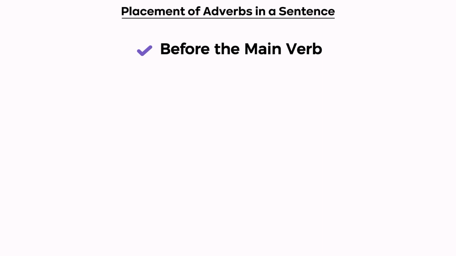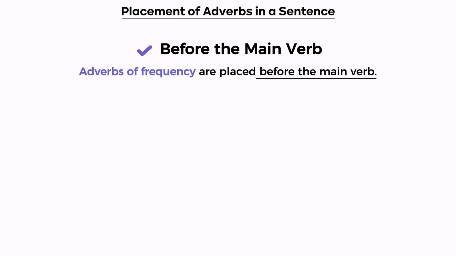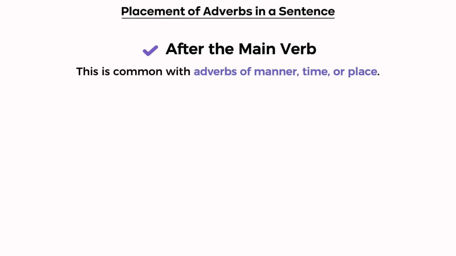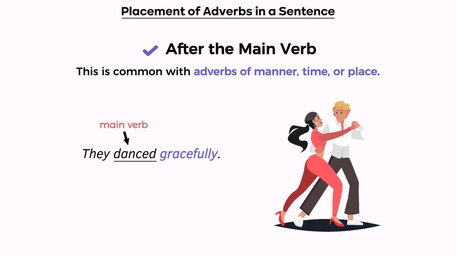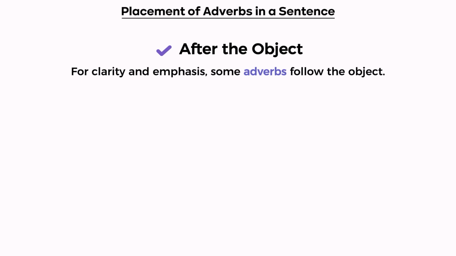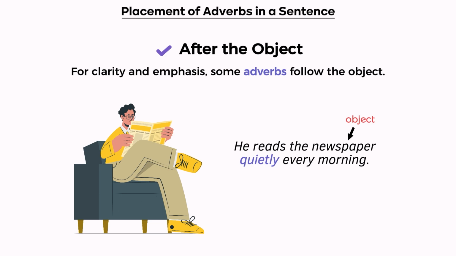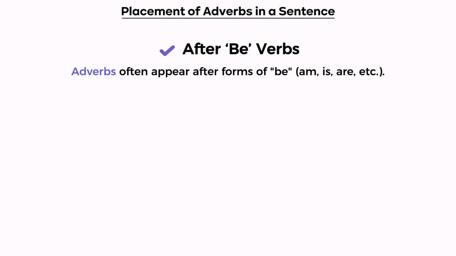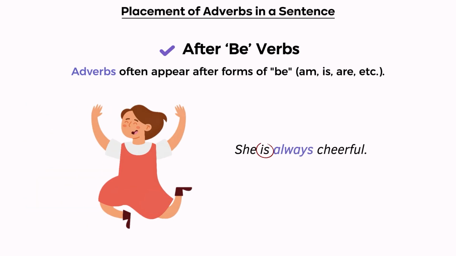Before the main verb. Adverbs of frequency are placed before the main verb. For example, she always arrives on time. After the main verb. This is common with adverbs of manner, time, or place. For example, they danced gracefully. After the object. For clarity and emphasis, some adverbs follow the object. For example, he reads the newspaper quietly every morning. After be verbs. Adverbs often appear after forms of be: am, is, are, etc. For example, she is always cheerful.